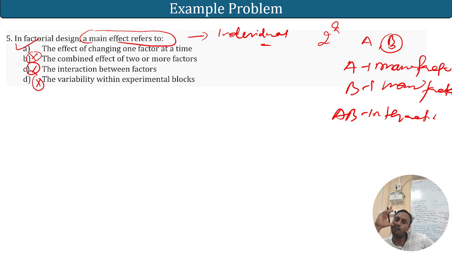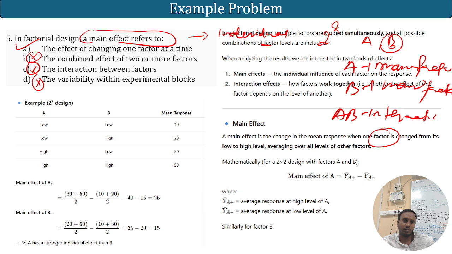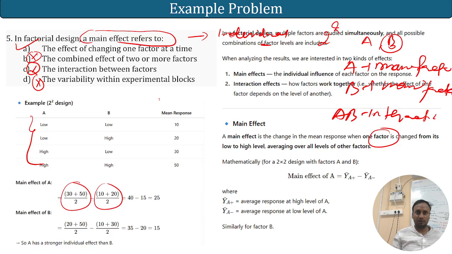It's correct or not? Correct, sir. So main effect means one factor will change at one time itself, not the interactions. We can see some examples here, the same way that I told you in the case of this one, high low. Similar way here also.